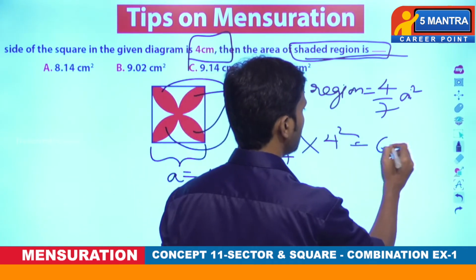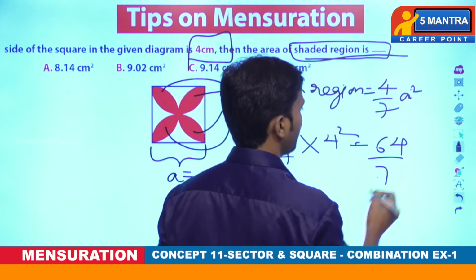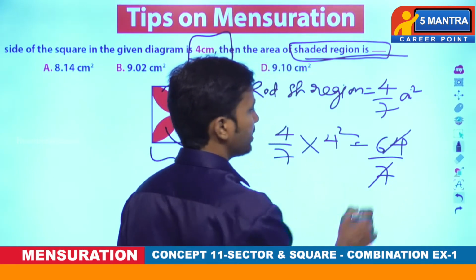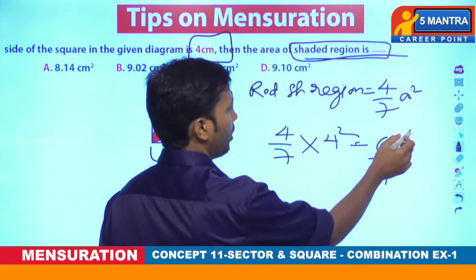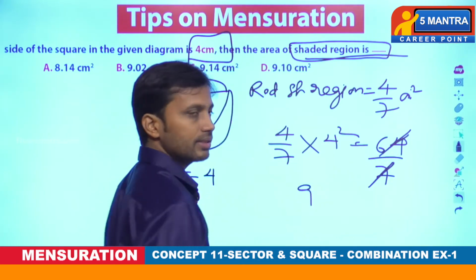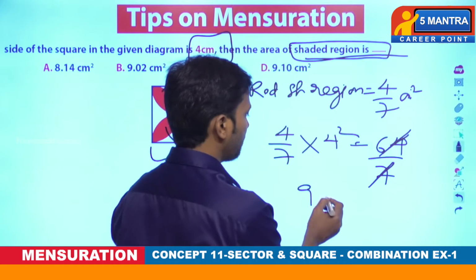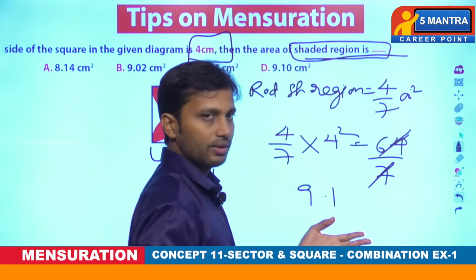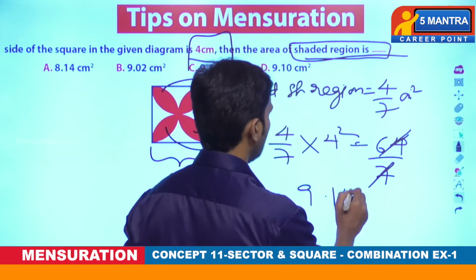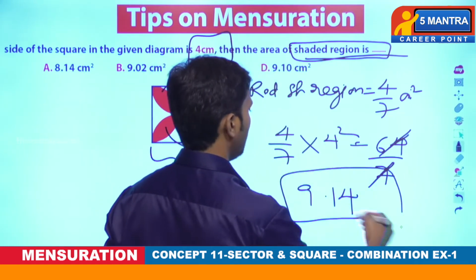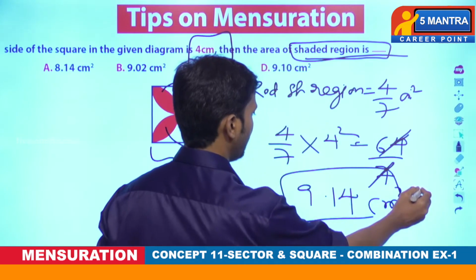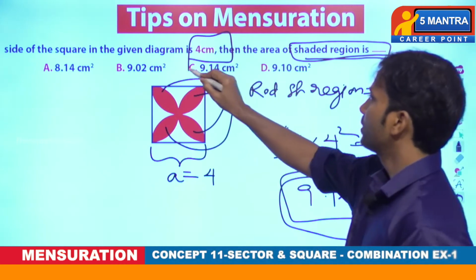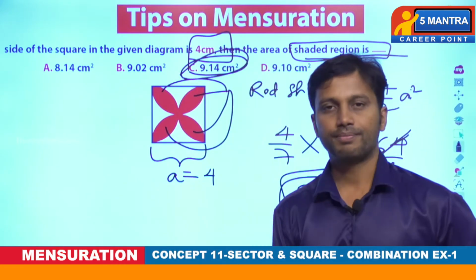So that would be 64 by 7. And what is your answer then, finally simplified? Okay, how many times does 7 go in this? 7 9s are 63, and 1 will be the remainder. Okay, 10. So 7 1s are 7 and 3 is 30. So 7 4s are 28. So what is your shaded region area finally? 9.14 centimeter square, which is the third option out of the given ones.